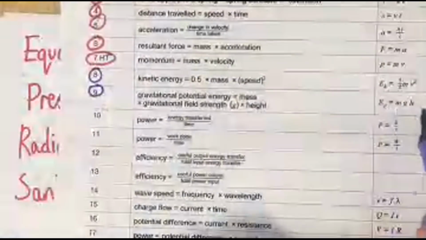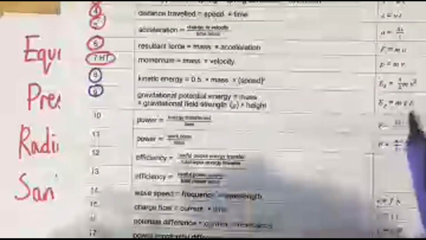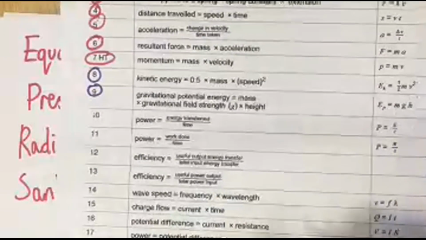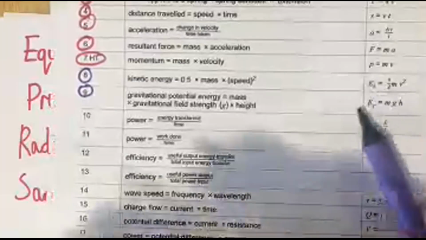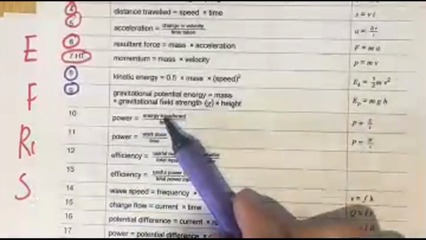GPE, okay, this is a really annoying one. It'd be MGH. Now, it'd be pretty harsh of them, definitely at Foundation, to ask you to rearrange that in any way, shape or form. But it's mass times gravitational field strength times height.